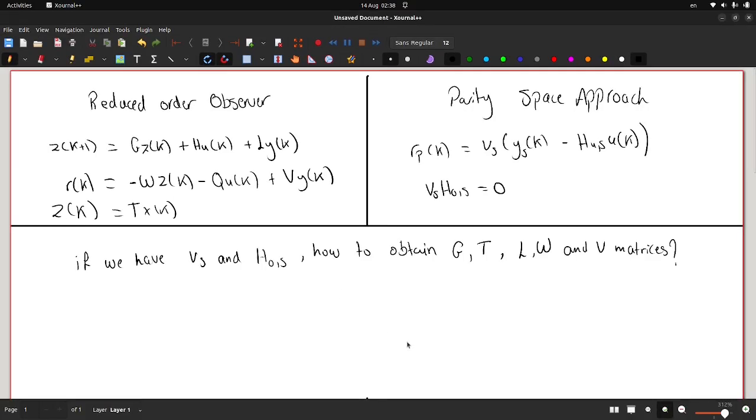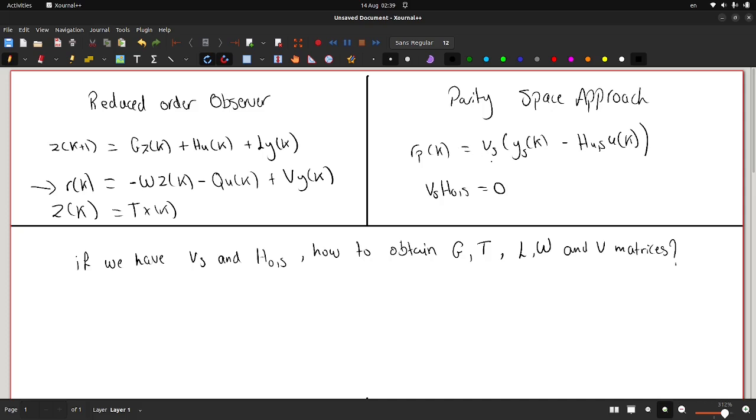Okay, welcome back everyone. Today we'll be talking about the interconnections between the reduced order observer and the parity space approach. To recap, we have the dynamics for the reduced order observer as z(k+1) = G z(k) + T H u + L y, and the residual dynamics are as follows: r = -W z - Q u + V y, where z is a transformation matrix times the original states to reduce the number of states that we want to actually observe.